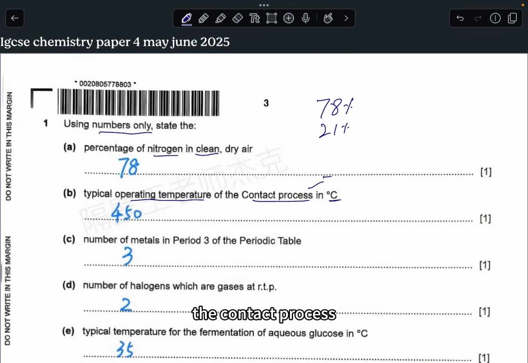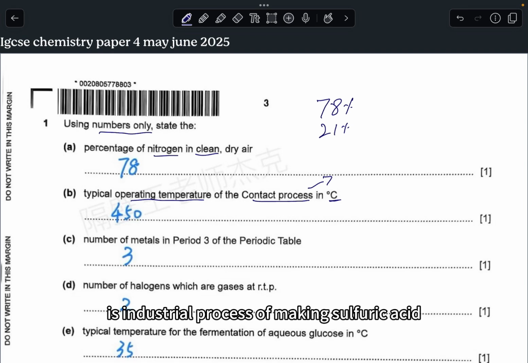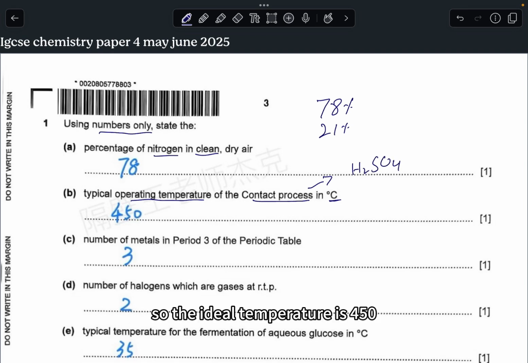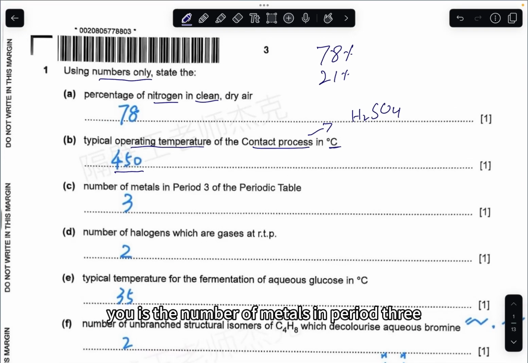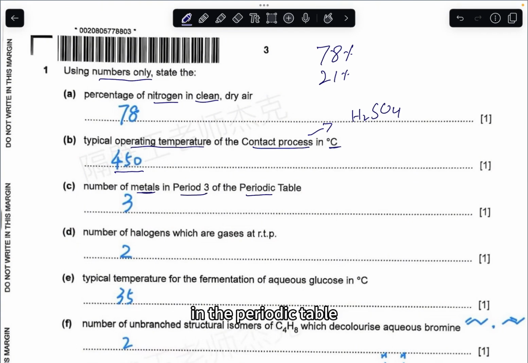The next one is the operating temperature for the contact process in degrees. So the contact process is the industrial process of making sulfuric acid. So the ideal temperature is 450.